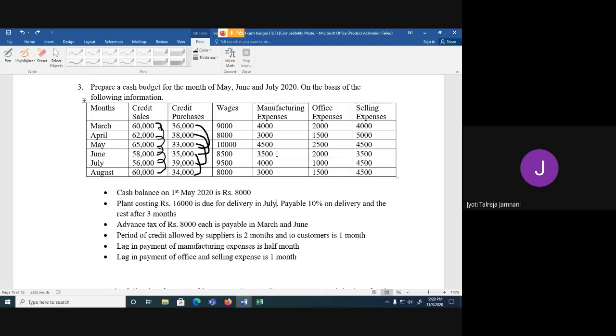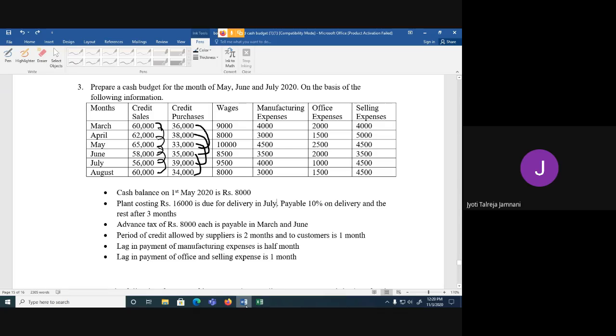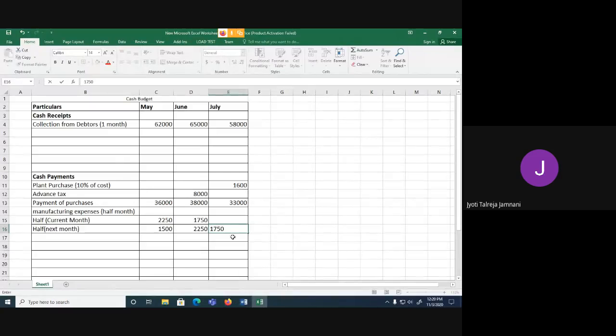June manufacturing expenses, it is 3,500. Half of 3,500 in June only, so that is 1,750. So current month 1,750 and next month 1,750. And when you go to July, 4,000 is manufacturing expenses. Current month half, so 2,000 is half, and the next month is August, which we are not preparing, so we are not recording.